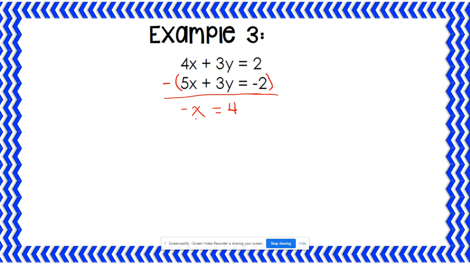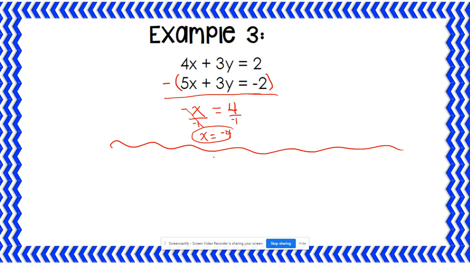Now, x looks like it's close to being by itself, but it still technically has this negative 1 with it. So I am going to divide by negative 1 on both sides, and that will get x by itself. Positive 4 divided by negative 1 is negative 4. So my x value will be negative 4.